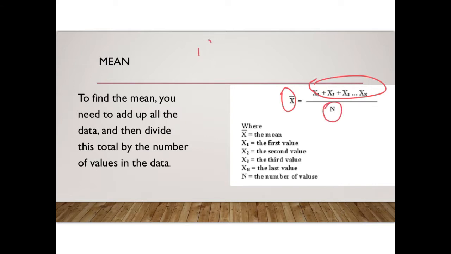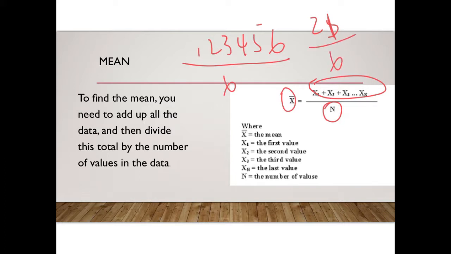So if I have 1, 2, 3, 4, 5, and 6, what's that? 1, 3, 6, 10, 15, 21, and then we divide by 6. 21 divided by 6 is approximately 3 point whatever. So that is your mean. Okay? It is the average. Not the middle, but the average.